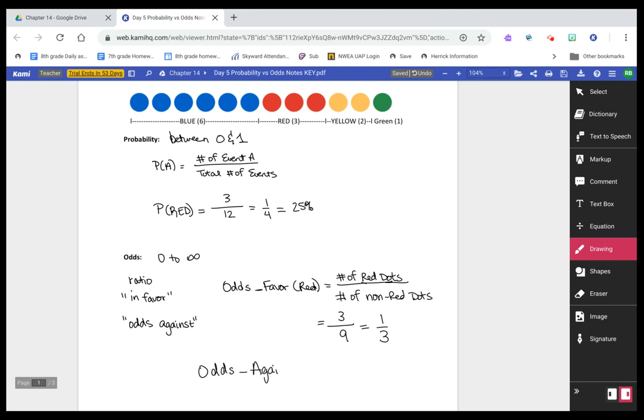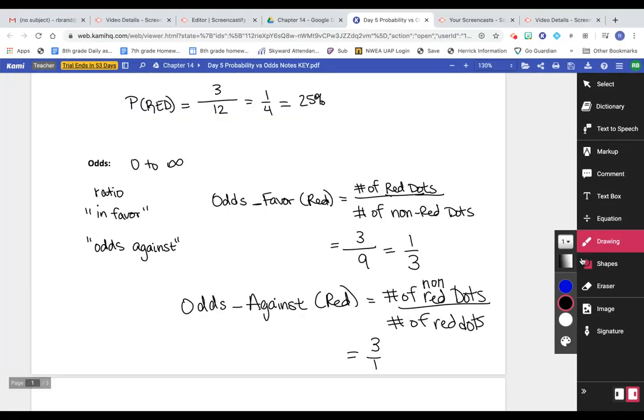Now, if we were going to do odds against getting a red dot, it's literally just the reciprocal. So we would have the number of non-red dots on top and the number of red dots on the bottom. So 9 over 3 simplifies to 3 over 1. Let's get a little bit more challenging and move on to the next page with harder problems.